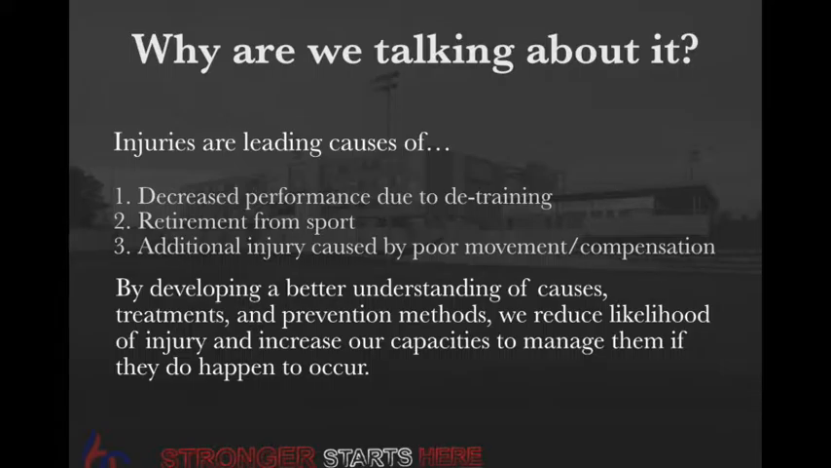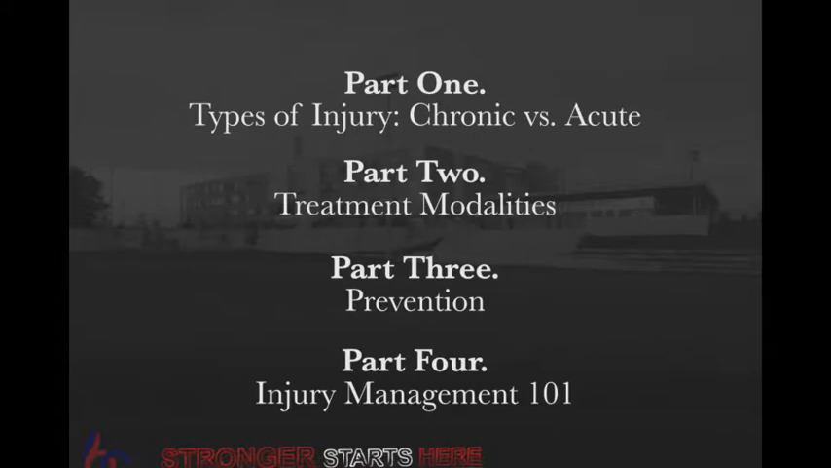So by developing a better understanding of injury management, prevention, and treatment, we're certainly going to come away from this a lot more likely to manage injury ourselves, and hopefully mitigate the risk of injury happening to us. So let's go through this in parts. Today we'll start with identifying types of injury, chronic versus acute injury. We'll talk about different treatment modalities for injuries. We'll definitely talk about prevention methods, and then lastly we'll talk about this in summary and refer to everything as a means of injury management for the athlete.